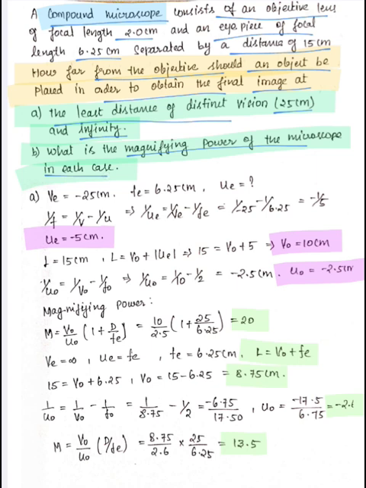This question is about the optical instrument compound microscope. We know in a compound microscope there are two convex lenses. One is known as the objective, which is closer to the object. Another one is known as the eyepiece, which is closer to our eye.